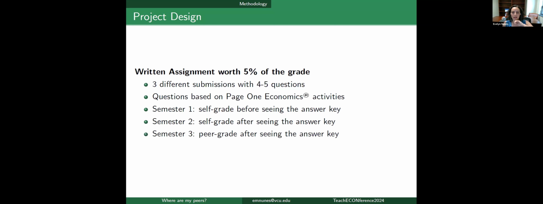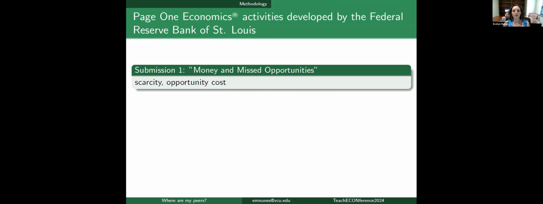And then in the third semester, I did a peer graded assignment. It was basically the same thing, with small changes in the questions because the goal changed, but they had to grade each other. They would see the answer key after the deadline and then grade each other. So I did these 3 different interventions, grading schemes, and then compared them.